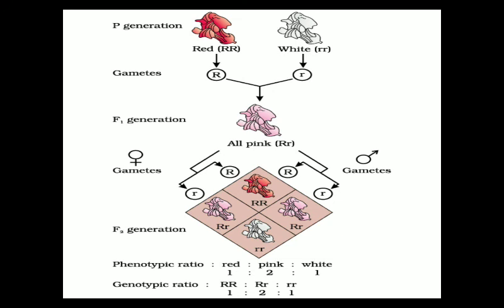Define incomplete dominance. What is incomplete dominance? Incomplete dominance is a phenomenon in which neither of the two genes is completely dominant, and the F1 progeny shows an intermediate phenotype between the dominant and recessive traits. So this is known as incomplete dominance.